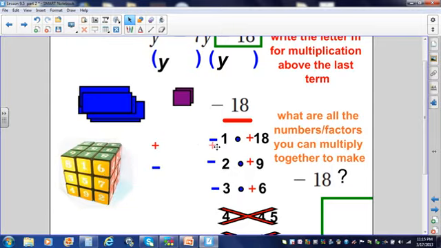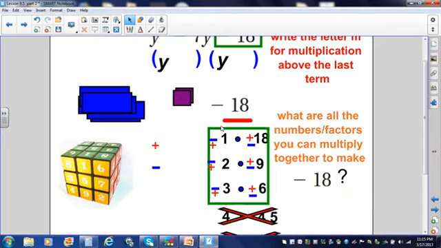So we also could do positive 1 times negative 18. That gives us negative 18. We could do positive 2 times negative 9. We also could do positive 3 times negative 6. So it's important for us to list out all of the possible combinations. So here are all our possible combinations for multiplying together to get negative 18.